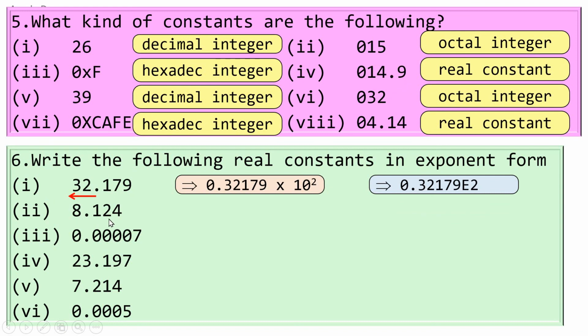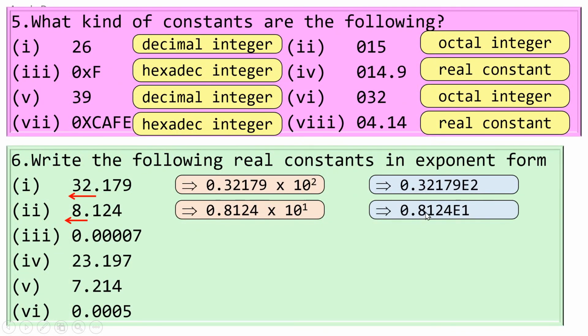For the value 8.124, I am going to move the decimal point by 1 position to the left. So 0.8124 into 10 to the power 1, which is written in exponent form as 0.8124 E1. E1 means into 10 to the power 1.